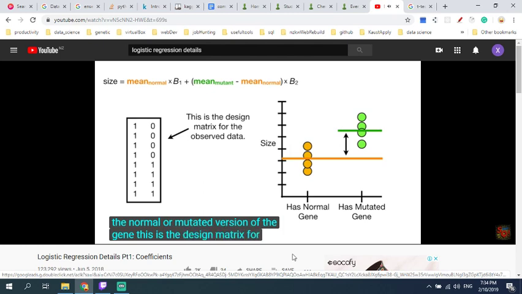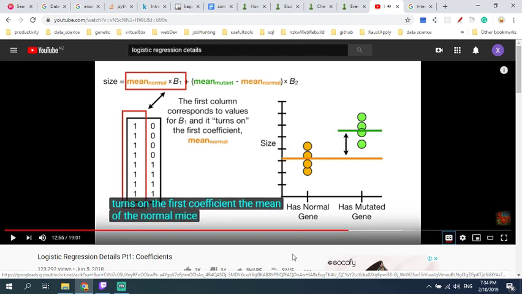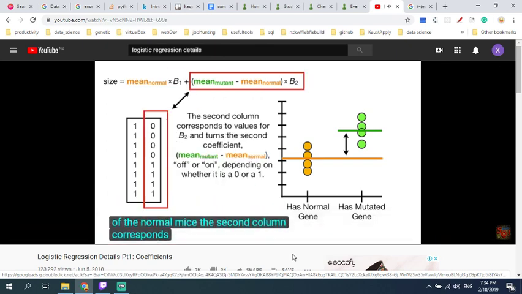This is the design matrix for the observed data. The first column corresponds to values for B1, and it turns on the first coefficient, the mean of the normal mice. The second column corresponds to values for B2 and turns the second coefficient, the mean of the mutant mice minus the mean of the normal mice, off or on, depending on whether it is a 0 or a 1.